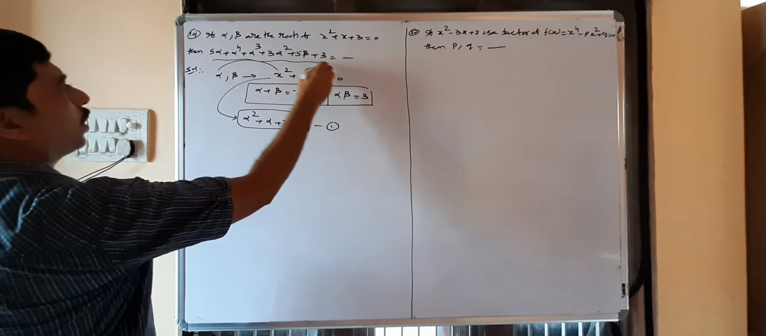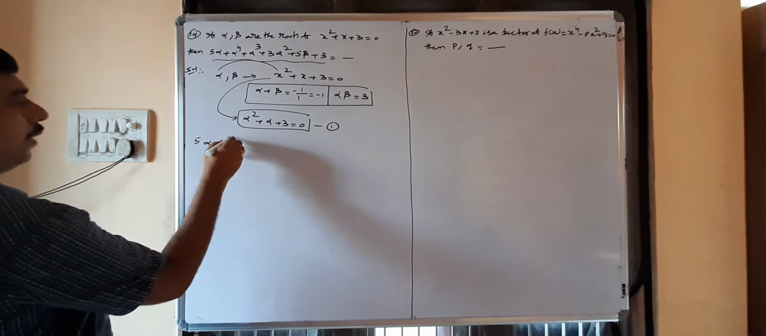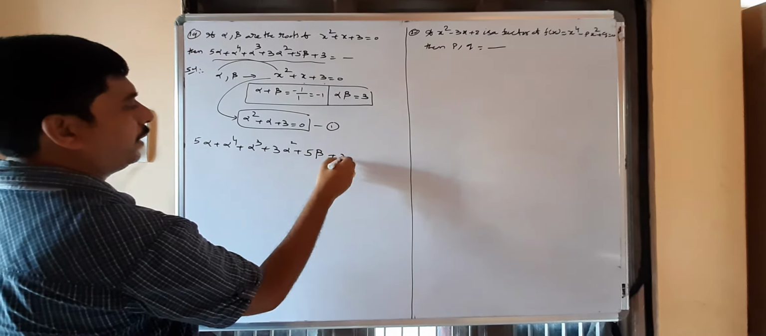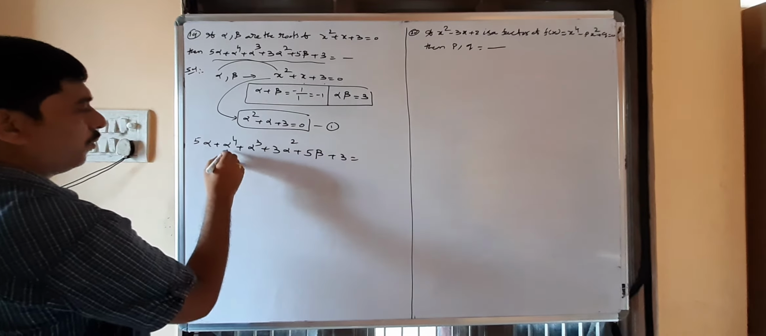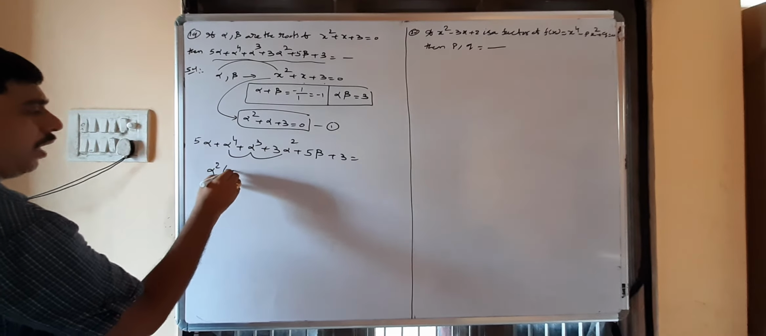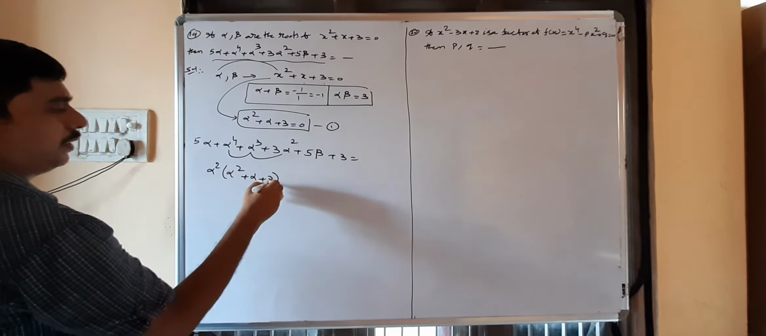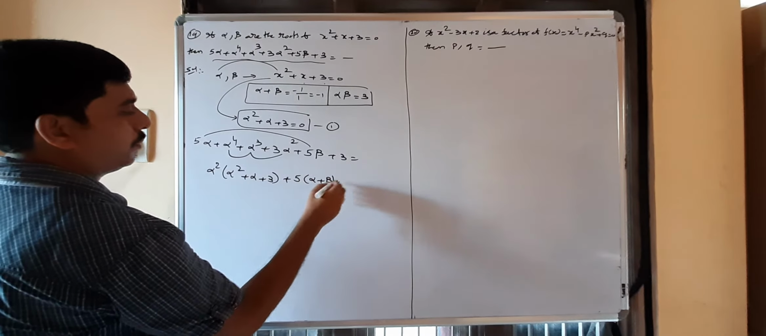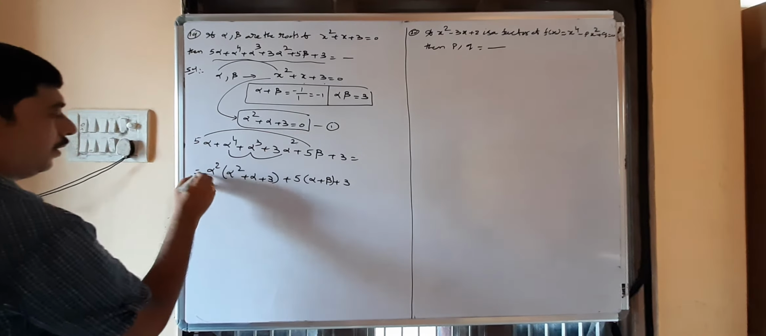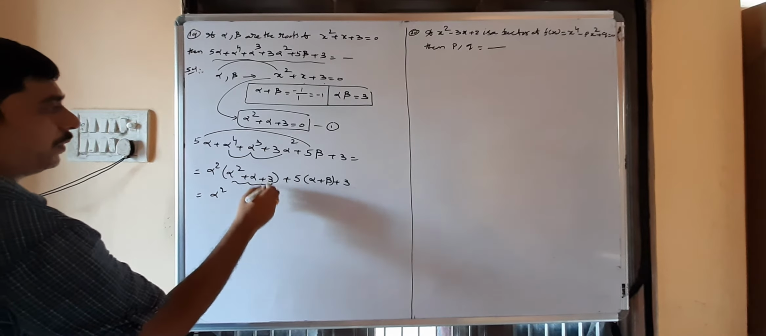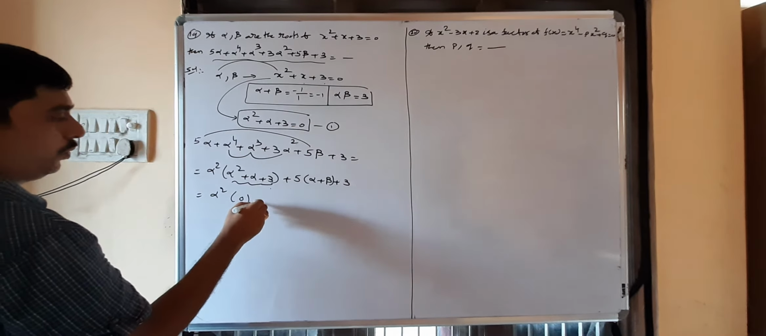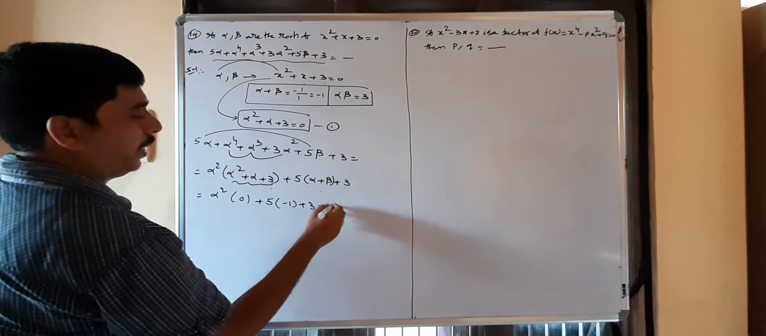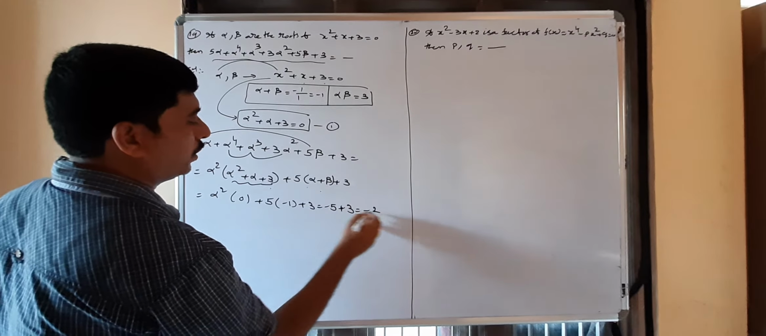They asked to find the value of alpha⁴ + alpha³ + 3alpha² + 5alpha + 5beta + 3. From the first three terms alpha² is common, we get alpha²(alpha² + alpha + 3). From the next two terms 5 is common, 5(alpha + beta), plus 3 remaining. Already the value of alpha² + alpha + 3 is 0. So 5 into the sum of the roots, which is -1, plus 3. This is -5 + 3 = -2. Answer is -2.